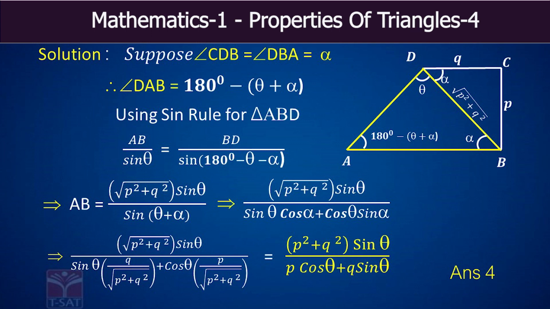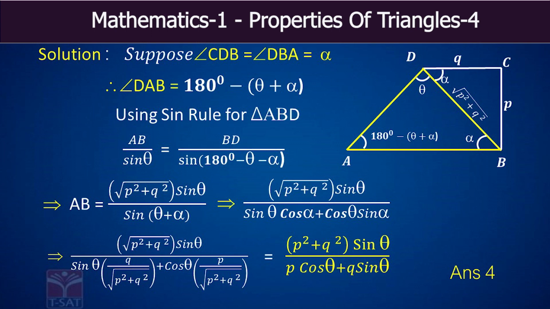So therefore angle DAB is equal to 180 minus of theta plus alpha. Using sine rule for the triangle ABD, AB by sin theta is equal to BD by sin of 180 minus theta minus alpha. So AB is equal to square root of P square plus Q square, because of the right angle triangle, times sin theta by sin of theta plus alpha.